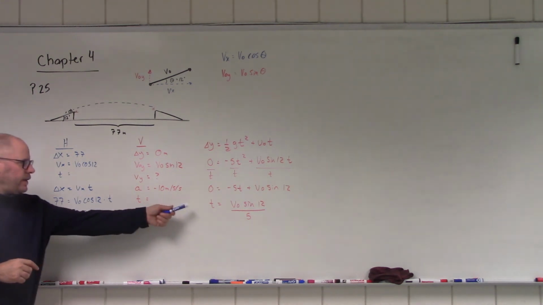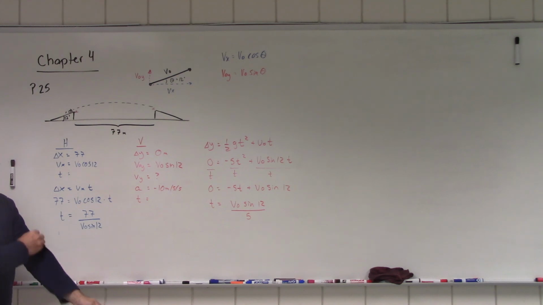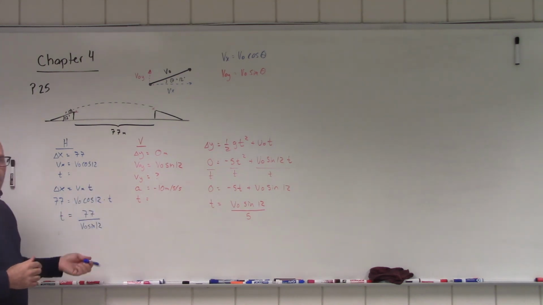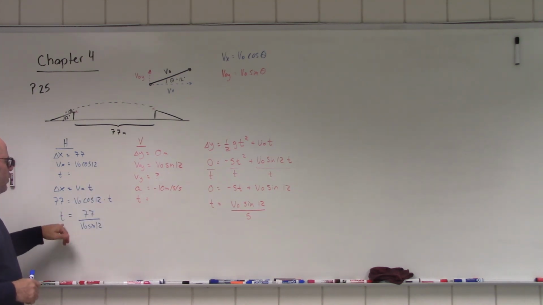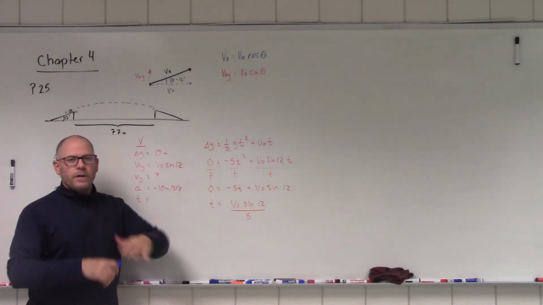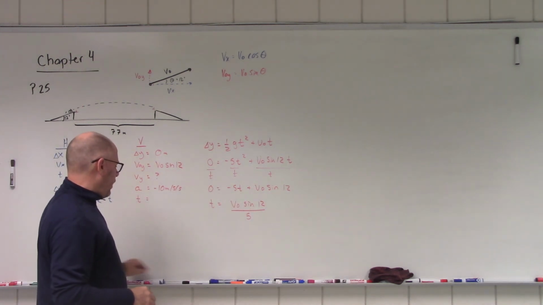So this is t and this is t. I'm going to set those two things equal to each other. By doing that, we actually get rid of the t and we can solve for v0 directly, which is cool. You could have solved for this t and put it into this equation. It's the same thing. It doesn't matter. All right, so let me write them together here.